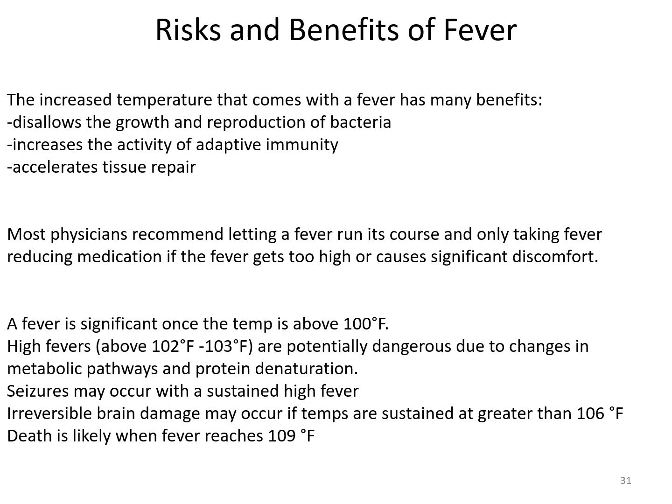Fever is significant once it reaches 100. Higher fevers, 102, 103, are potentially dangerous because they can cause changes in metabolic pathways and protein denaturation. You can actually get seizures when you have high fevers that are sustained for a period of time. Irreversible brain damage can happen at temps higher than 106 when those are sustained, and then you'll likely get death when it reaches 109.